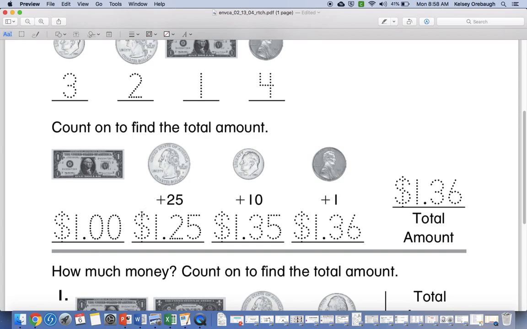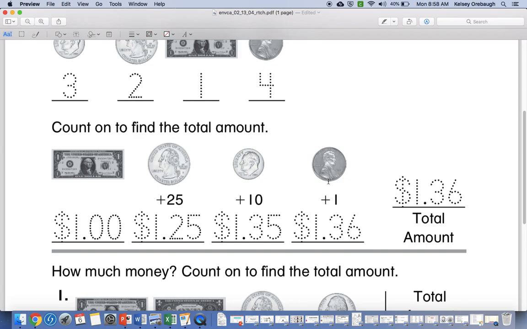Then we write again our dollar symbol. We had $1, and we are now adding 25 cents from the quarter. So now we have $1 and 25 cents. Okay, move on to the dime. Once again, write your dollar symbol with the $1 from the dollar bill. We had 25 cents, we add 10 more, so now we have $1.35.